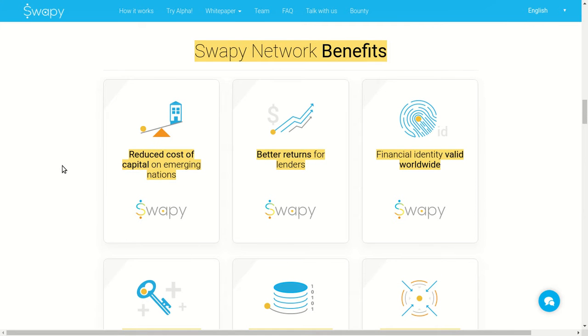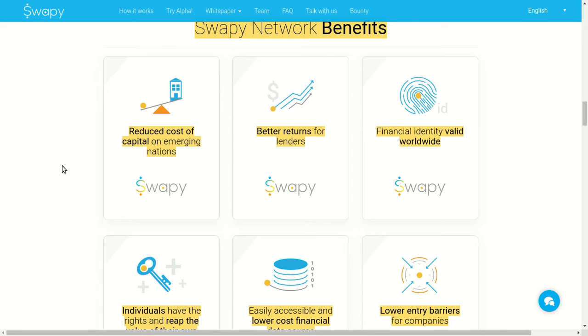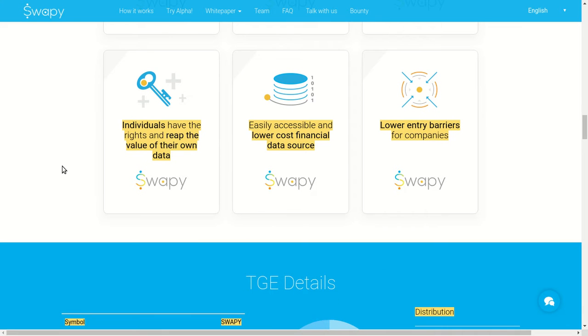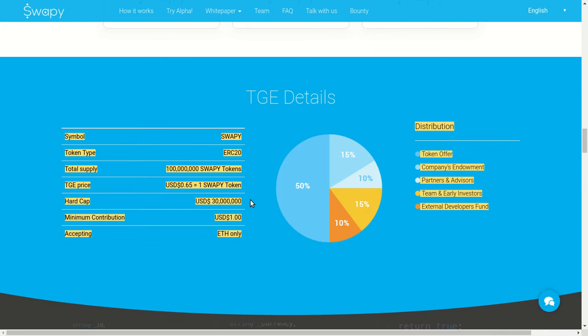Swapy Network benefits: reduced cost of capital on emerging nations, better returns for lenders, financial identity valid worldwide, individuals have the rights and reap the value of their own data, easily accessible and lower cost financial data source, lower entry barriers for companies. And here are some token details.